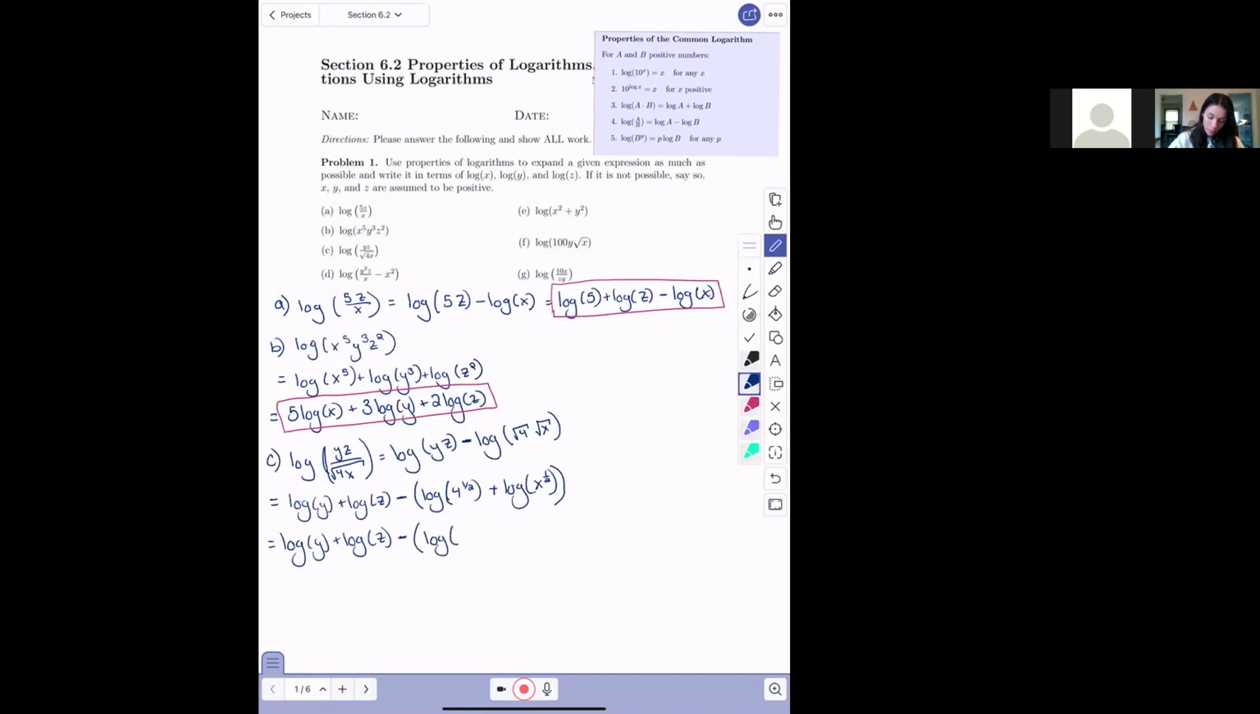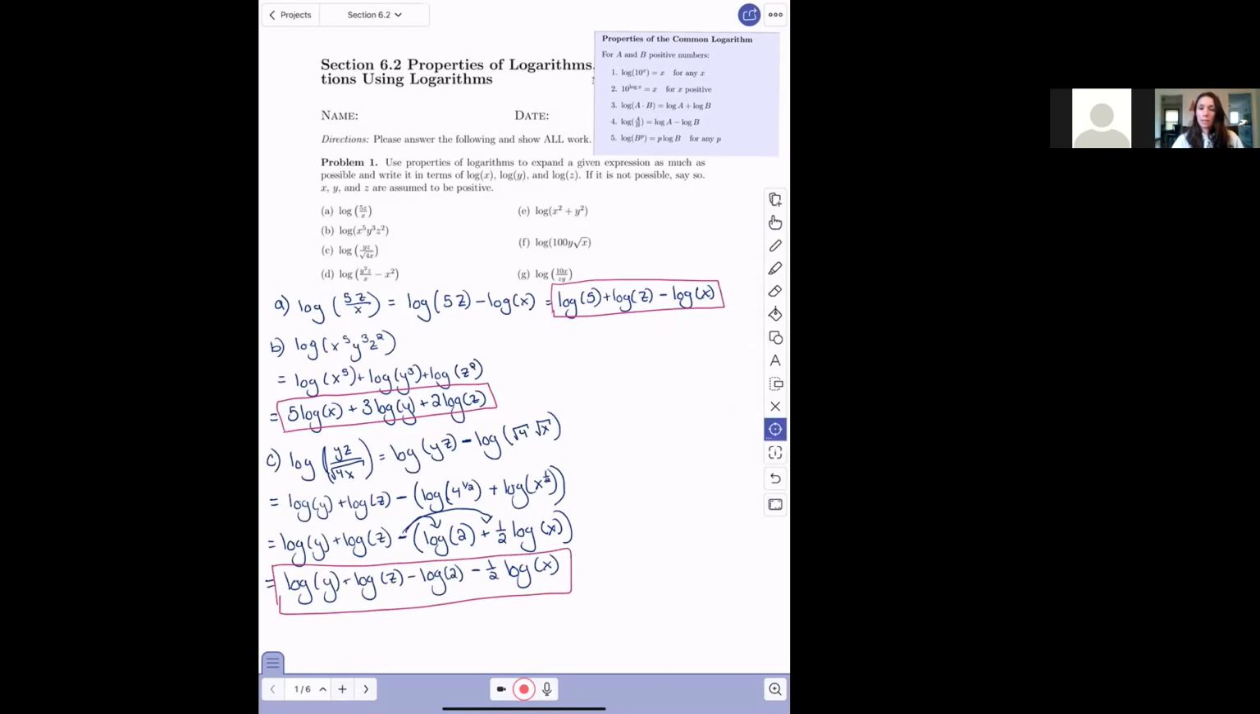Log of square root of 4 is 2, plus, now I'm going to use my fifth property up here, which will be 1/2 log of x. And the very last thing that we can do to go ahead and make this look a little better is we'll distribute this minus sign. So we'll have log of y plus log of z minus log of 2 minus 1/2 log of x. And this is how we expand that logarithm or that expression.